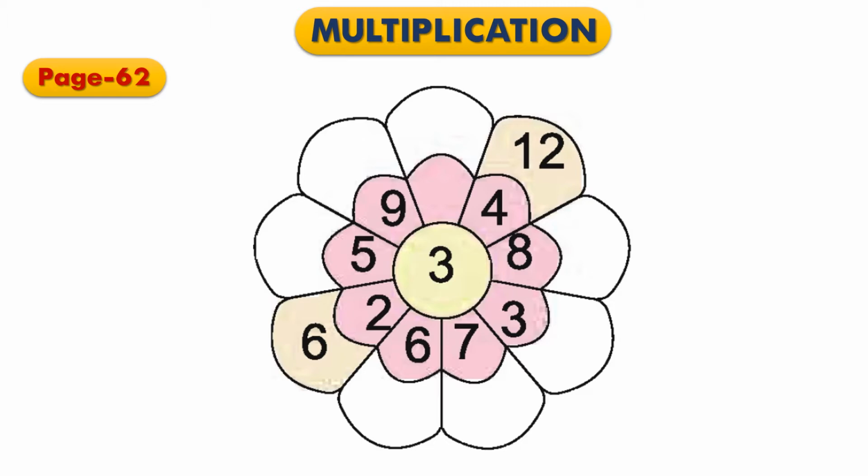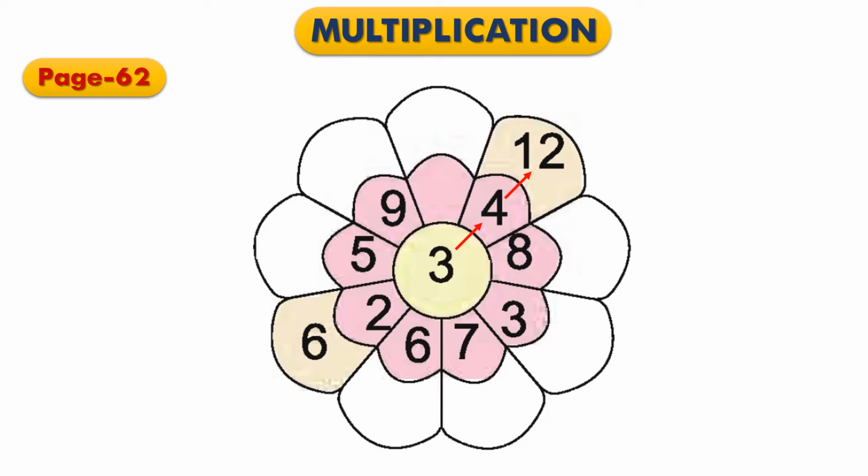You can see that in the very central position there is a number which is 3. Then in the pink color there is the number 4, and in the yellow color the number is 12. So what can we assume from here? We can assume that if we multiply 3 and 4 we will get 12.